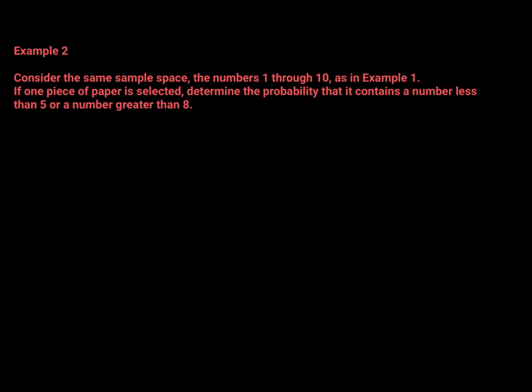Now here's our new example. Consider the same sample space, meaning the numbers 1 through 10, as in the previous example. If one piece of paper is selected, determine the probability that it contains a number less than 5 or a number greater than 8.